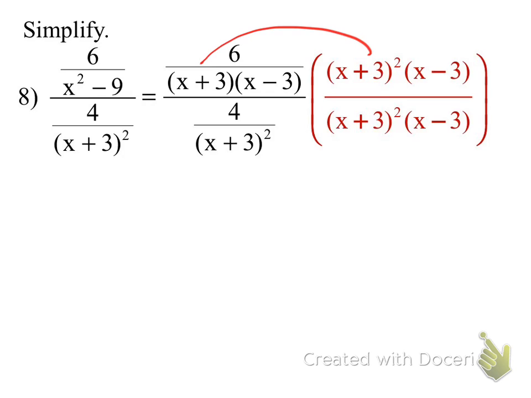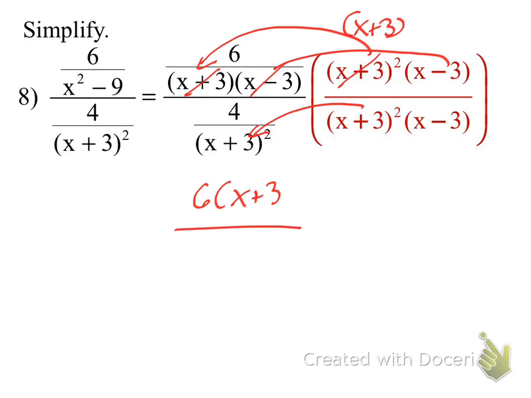When I distribute here, this cancels and I'm left with one of my x plus 3's. You with me? And this gets canceled too, so I'm left with 6 times x plus 3. When I distribute here, this cancels and we are left with 4 times x minus 3.